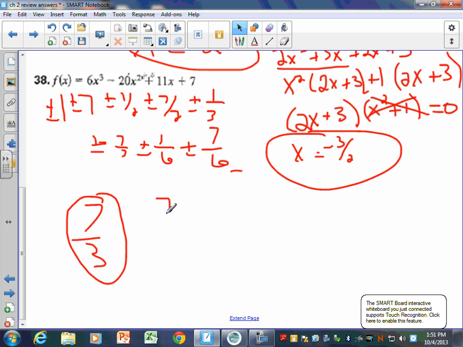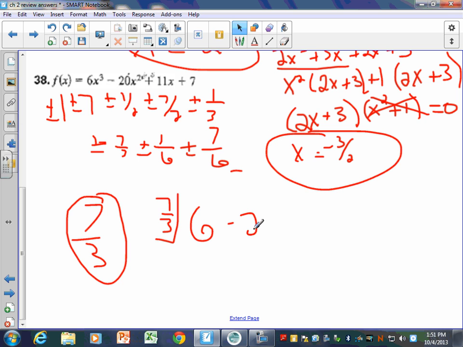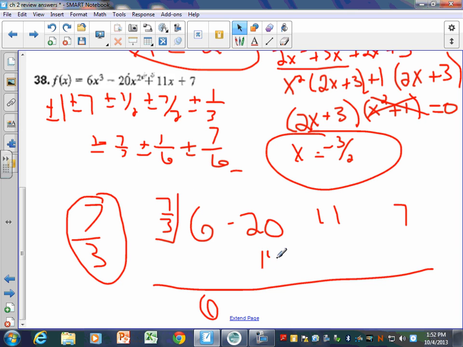I'll even show you if I divide it out. 6, -20, 11, and 7. 6 times 7/3 is going to be 14, and then that would be -6, and that would be -14, and then that would be -3, and that would be -7. Right? What's left, if it's not factorable, then it's not rational, so you don't have to go any further.